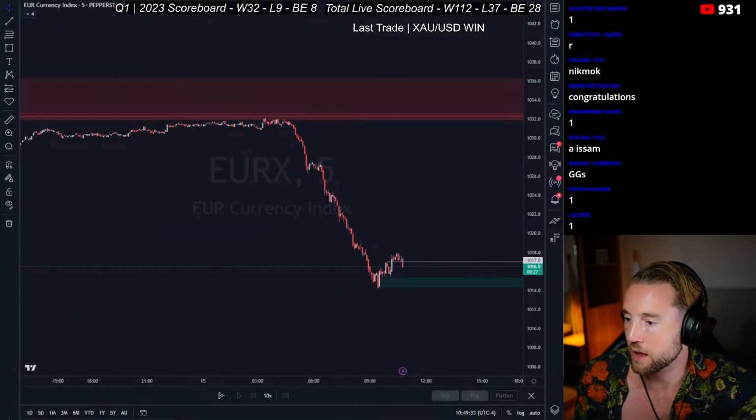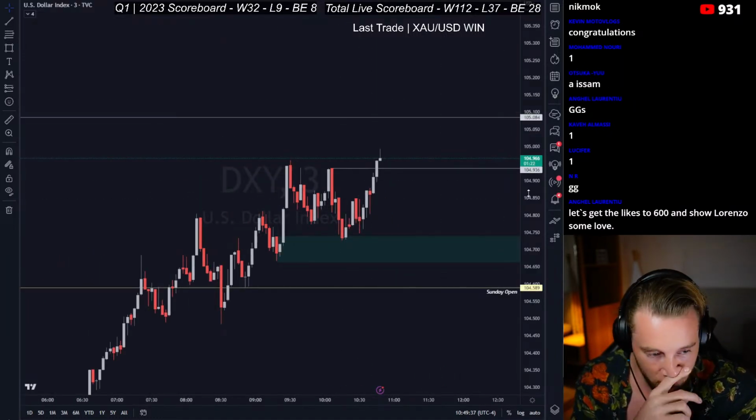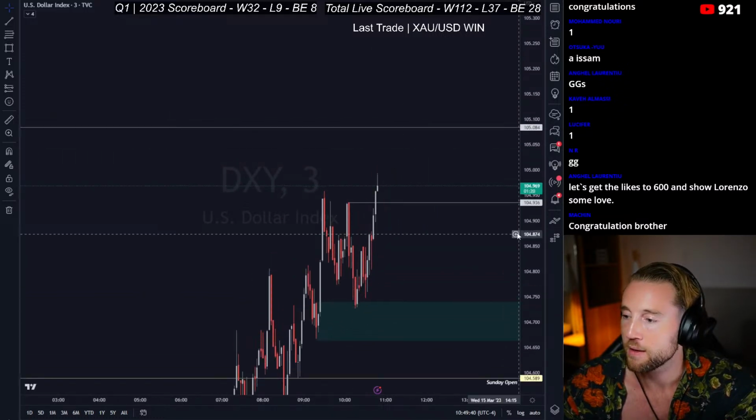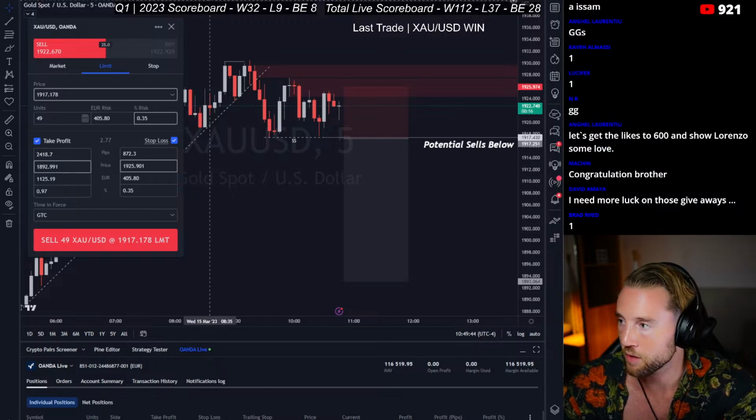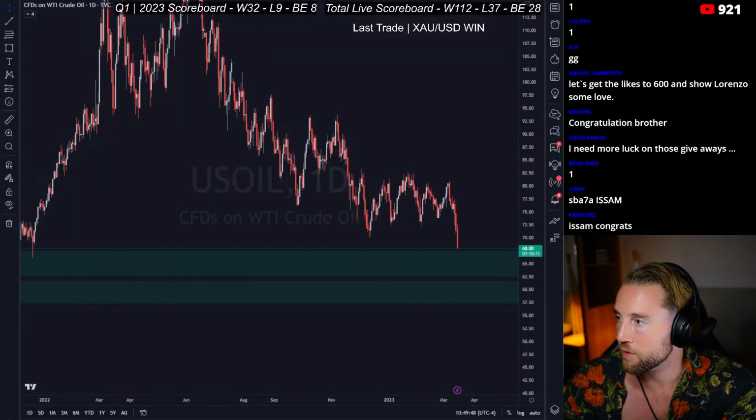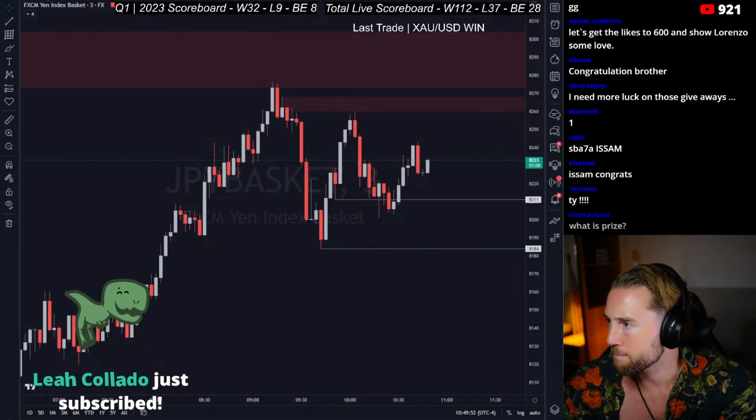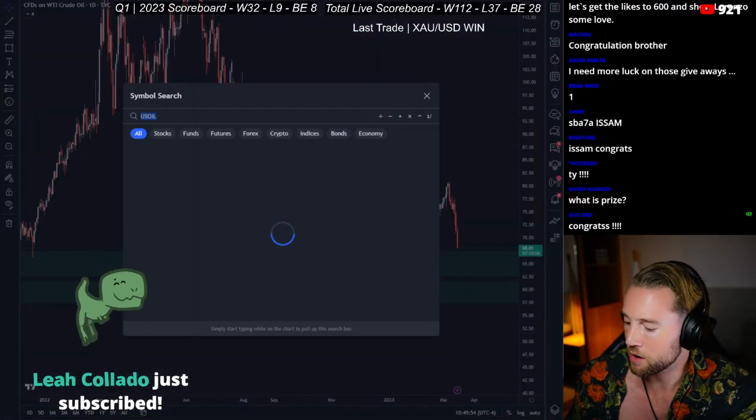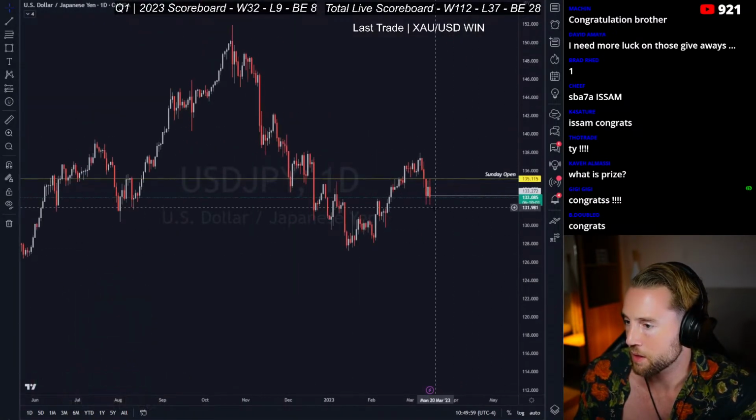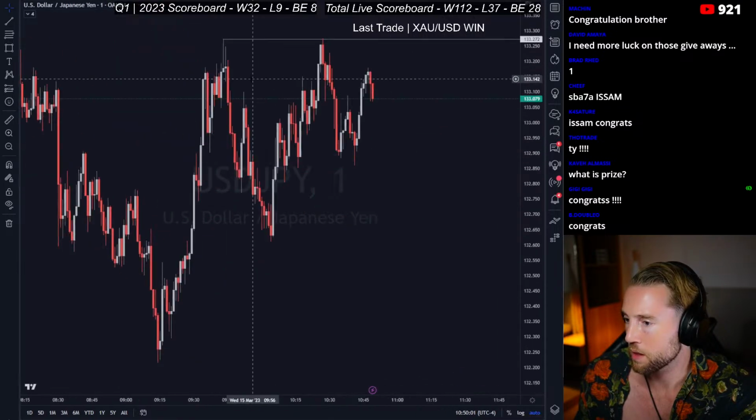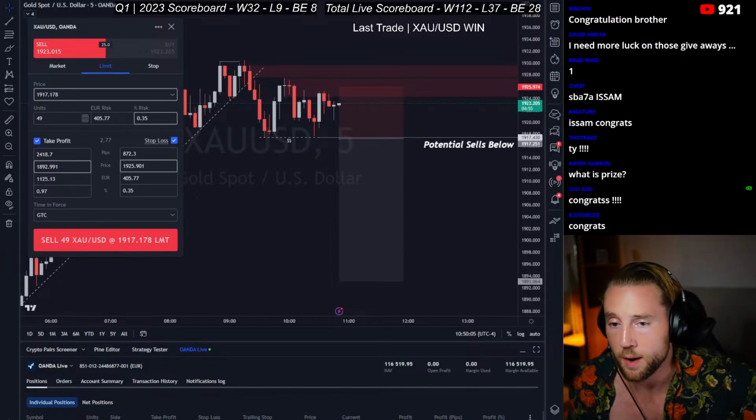Yen consolidating, euro consolidating, dollar breaking highs. Very, very important. Dollar breaking highs. All right, this is better. This is good. This is decent. What about the Japanese yen? Same. Okay, let's look one more time at the US dollar, Japanese yen as well. Okay, now gold.